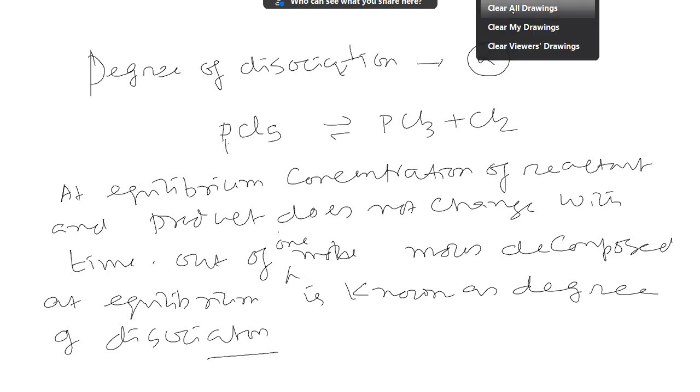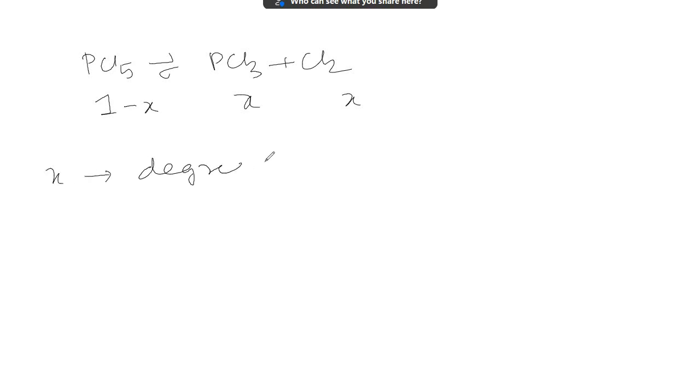Look at here. In this case, I have written PCl5. It was 1 mole, and suppose X mole is decomposed. Whatever the stoichiometric coefficients, which are 1, 1, 1, it becomes 1 minus X, X and X. So in this case, X stands for the degree of dissociation of PCl5.